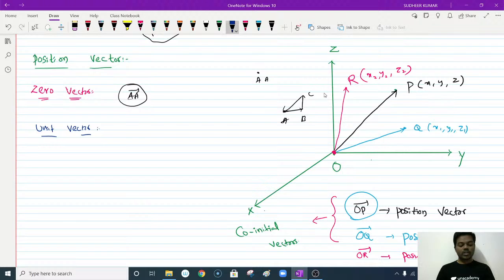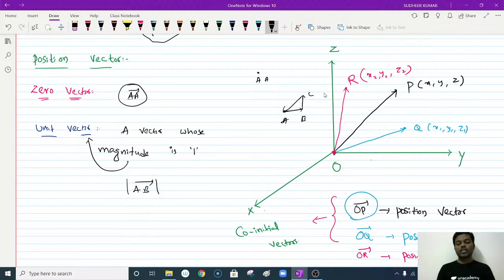Right? If you go to the unit vector, a vector whose magnitude is 1, then it is called a unit vector. So suppose the mod of vector AP equals 1 unit, the distance between them is 1 unit, then there is no doubt it is called a unit vector, right?